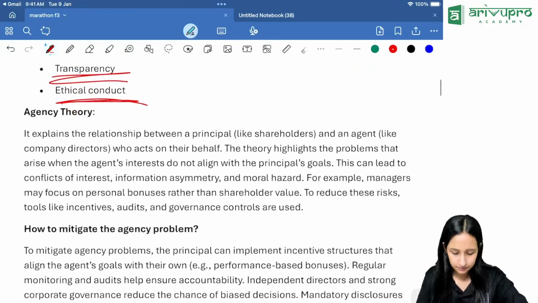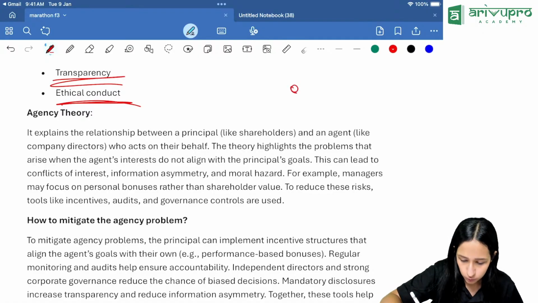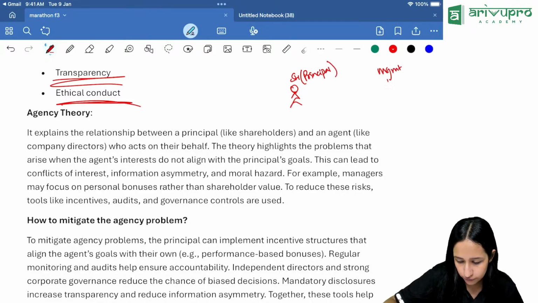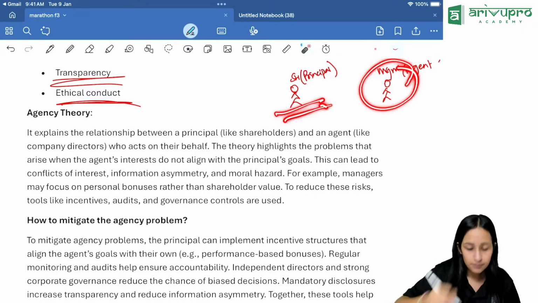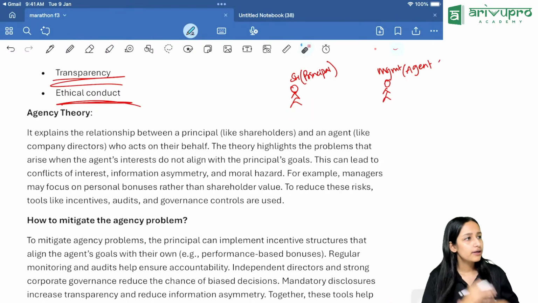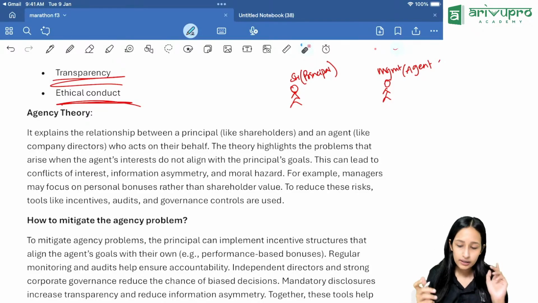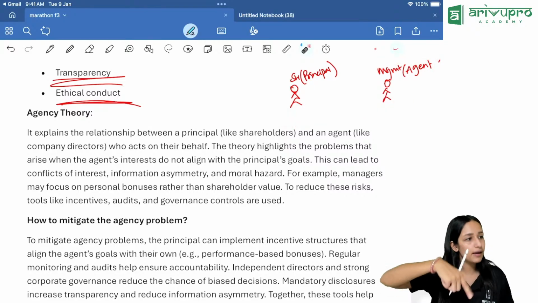Just basic things. Now, what is agency theory? There are two people. One is the shareholder, who is also the principal, and one is the management or board of directors, who is also the agent. Agents always act on behalf of the principal. Got it? It is the shareholders' property, but management is taking care of it. Their main duty should be to maximize the shareholders' wealth, because they're taking care of their property, right?